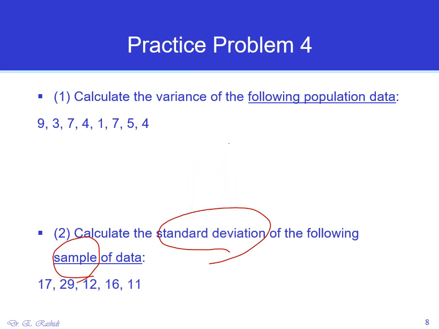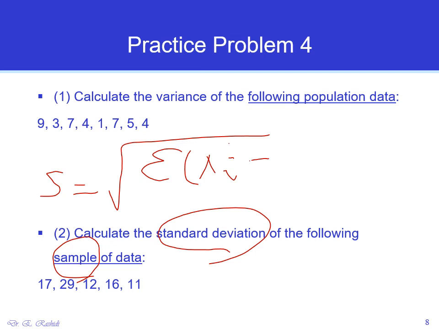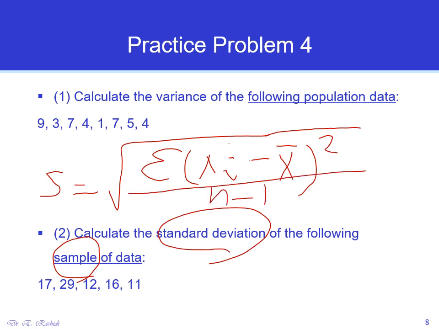All right, let's work on the problem. So we are looking for the standard deviation of a sample. We show it by a small s, that's the standard deviation for a sample. And the formula is the square root of the summation of the deviation of each data point from the average of the sample, which we show by x bar, squared, then divided by n minus 1. What is n here? We have 1, 2, 3, 4, 5. So n here is 5.